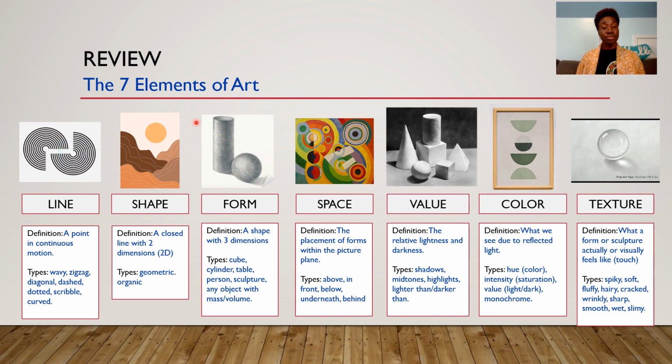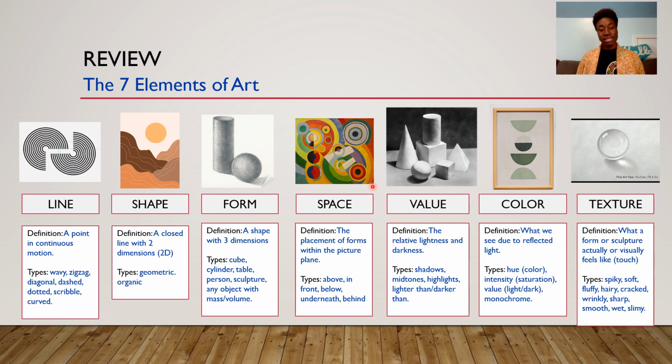Here you have form. So this circle is now a sphere because you can see that it's round, and you can also see that this rectangle is now a cylinder because it has depth and it has roundness. So it's a 3D shape. It has height, width, and depth.